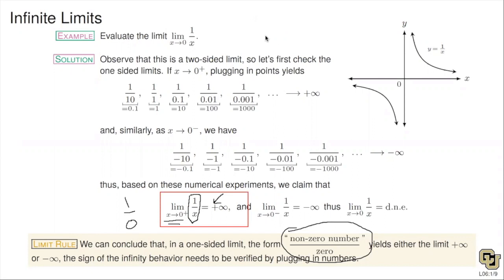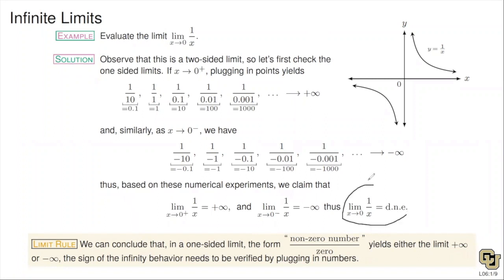Again, if you look at this other one, let's just try to do the limit directly. Plug in the 0. When I plug in 0, I get 1 over 0. That's my non-zero number over 0 form. So now I know the limit is either plus infinity or minus infinity. Check the sign. 1 over x, for x approaching 0 from the left, is negative. And that's why there's a negative infinity right here.